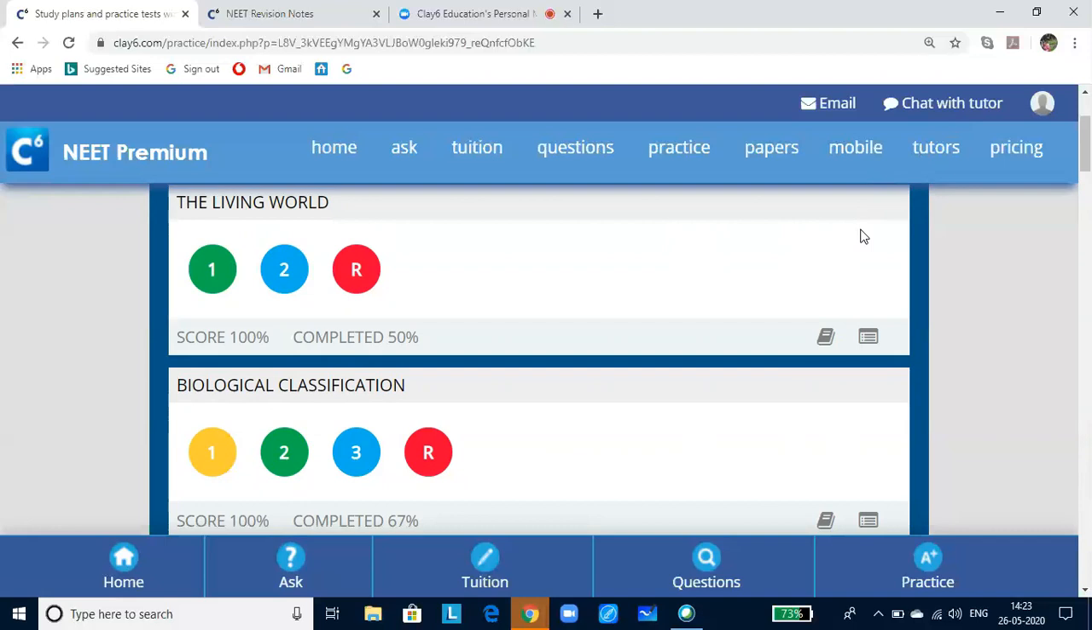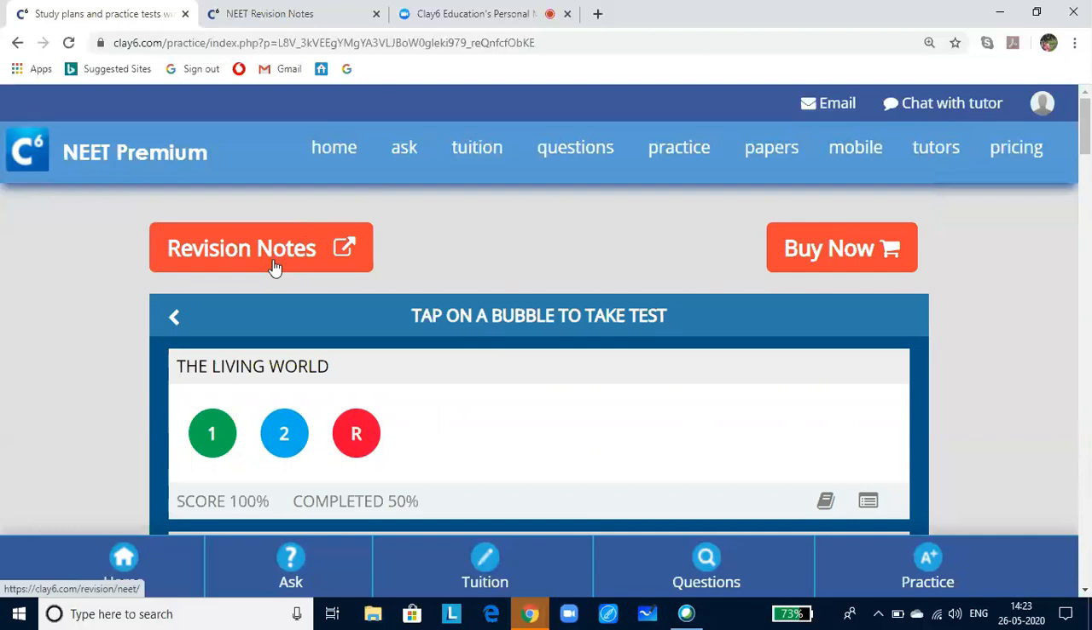In today's class, I will be revising the key concepts, doing a practice test based on concepts learned, and in the last 5 minutes I'll answer your queries. Here you see a revision notes button. If you click it, it will open the revision notes, which is a PDF file.